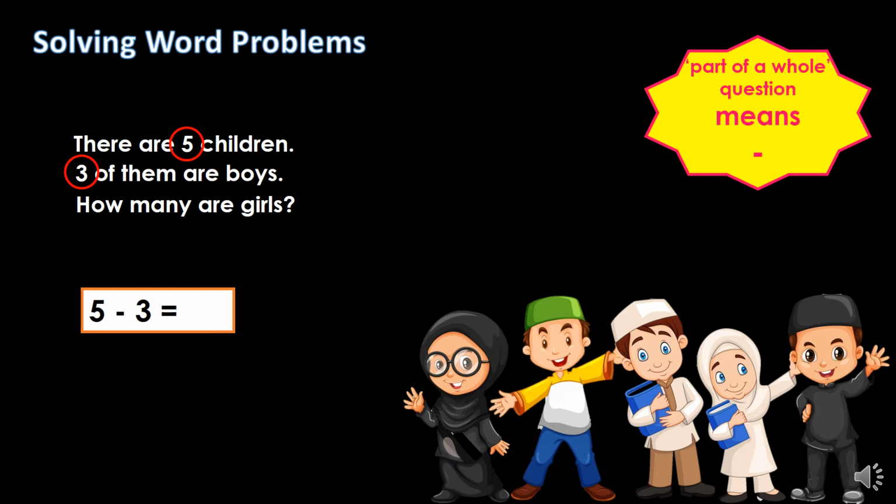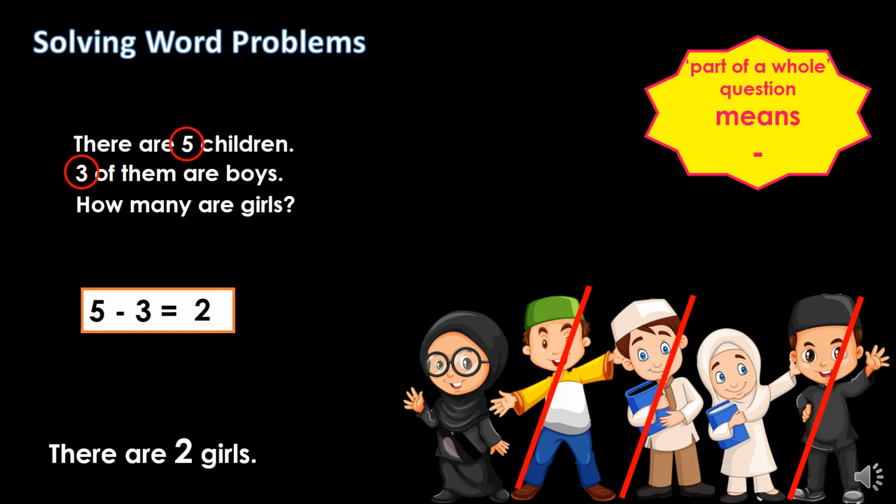Look at the 5 children. Minus means take away. So let's take away the 3 boys. How many girls are left behind? 2. So, there are 2 girls.